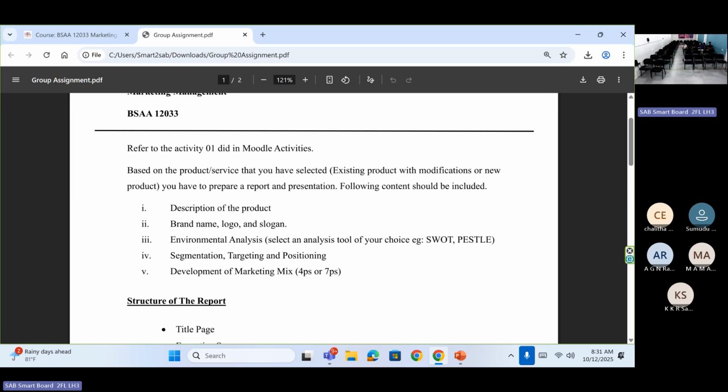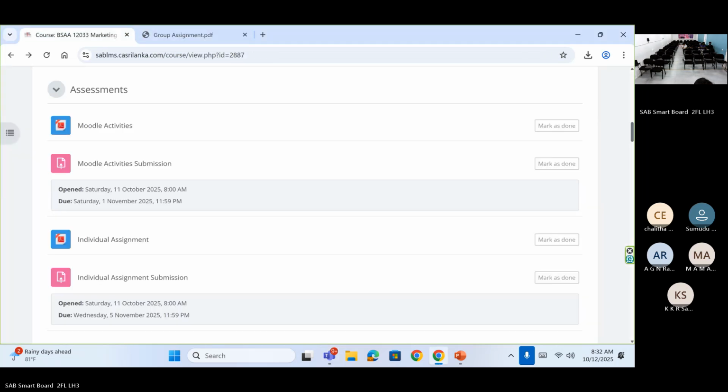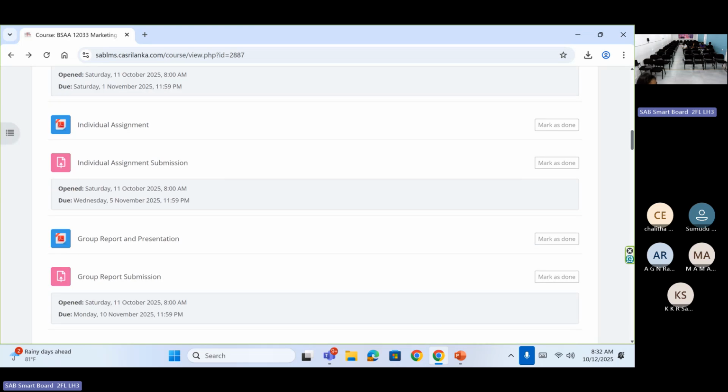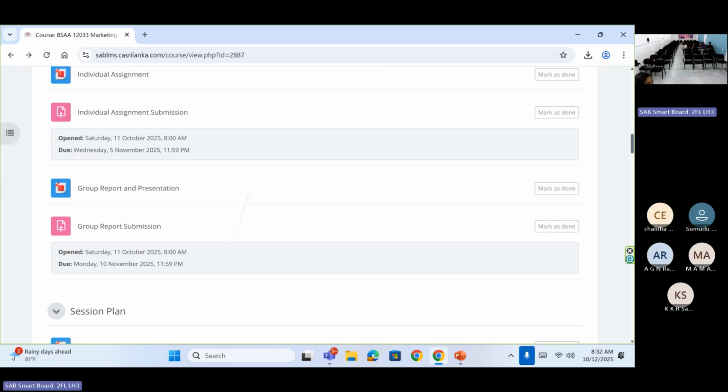So you can start working on Moodle activities, activity 1, 2, 3, and I will upload case studies as well. And then you can also start working on the individual assignment. This one you can do later. So any questions? Is anything not clear? Okay. Then there are deadlines: the Moodle activity, individual assignment, and group report.